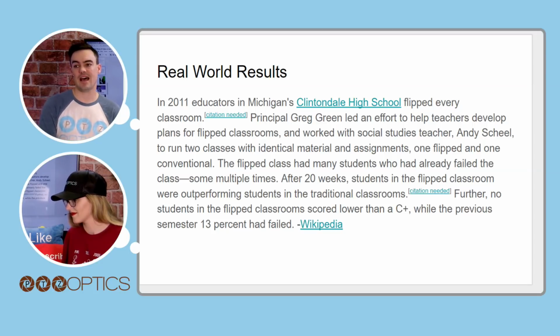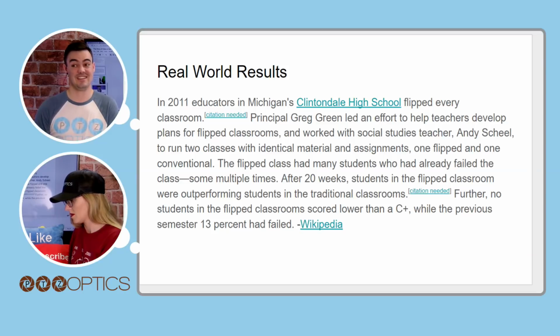The flipped class had many students who had already failed the class, some multiple times. After 20 weeks, students in the flipped class were outperforming students in the traditional classes. Further, no students in the flipped classroom scored lower than a C+, while the previous semester, 13% had failed. And this is something, there is so much information about this.